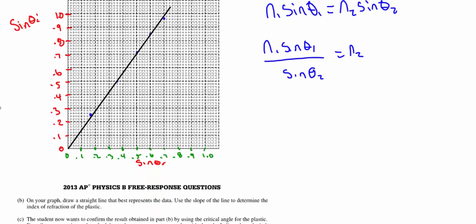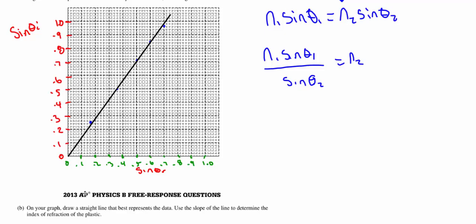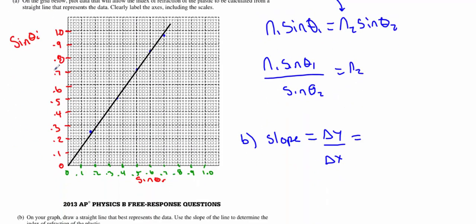Well, actually, part B is where we need to draw the straight line. So I've done the straight line. Now I want to use the slope of this line to determine the index of refraction of the plastic. Recognize that slope is literally just the y over the x. So for this, I would definitely indicate that slope is change in y over change in x. And then pick two data points that are on that line. Don't pick the points from your data table. Pick the points from this best fit line.